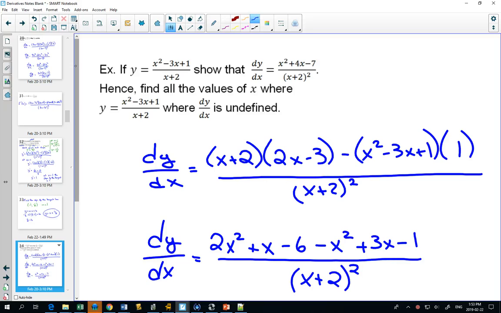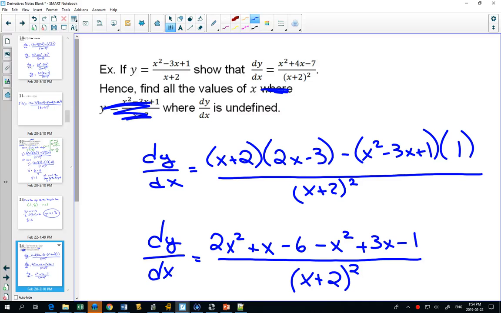Hence, find all the values of x where, oh, nice, just get rid of this. I should have reread it after I wrote it, so it would have made sense. Hence, find all the values of x where dy/dx is undefined.